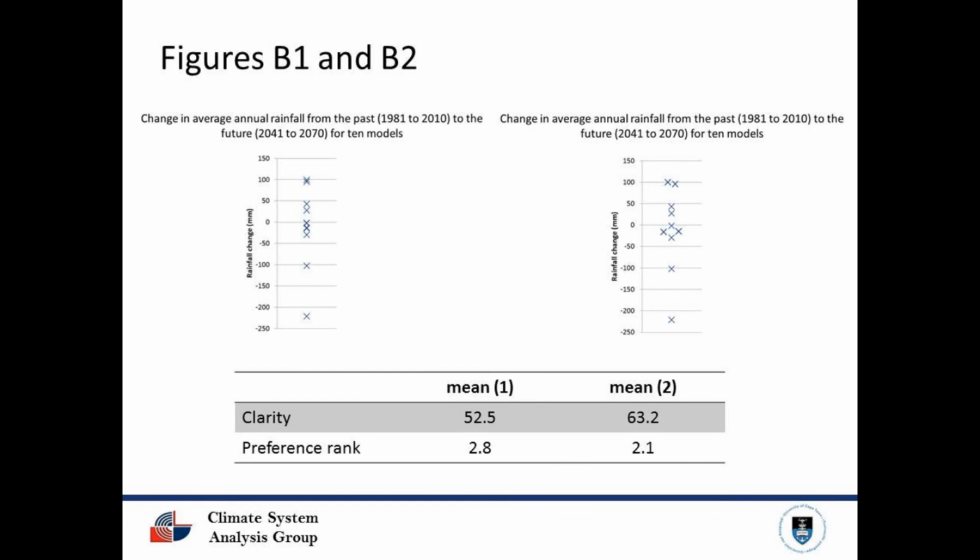And this is reflected in the preference rank as well. Remember that 1 was the best of the 4, and 4 was the worst of the 4 plots. The plot on the left, B1, came out at 2.8 in preference rank, whereas the plot on the right came out at 2.1, so close to the second ranked option. So clearly clarity is an important feature of how people like or prefer particular visualization styles.